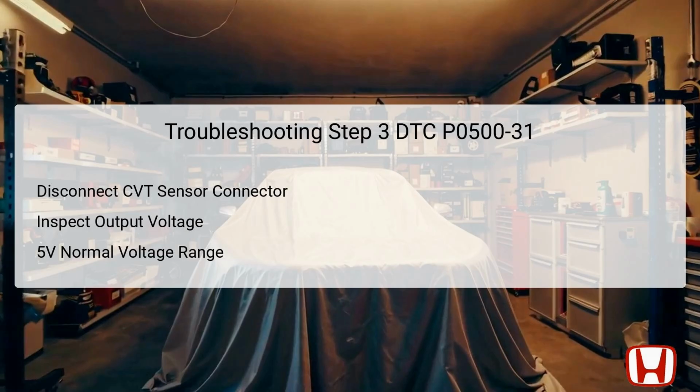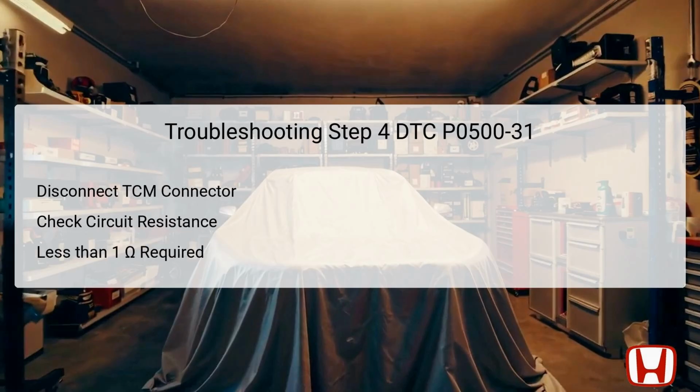With the ignition switched to the on position, measure the output voltage from the sensor. Normal operating conditions for the CVT speed sensor indicate that this output voltage should be around 5 volts. If the measured voltage meets this standard, it suggests that the sensor might be functioning correctly. If the voltage is outside this range, further investigation is warranted, potentially indicating a faulty sensor.